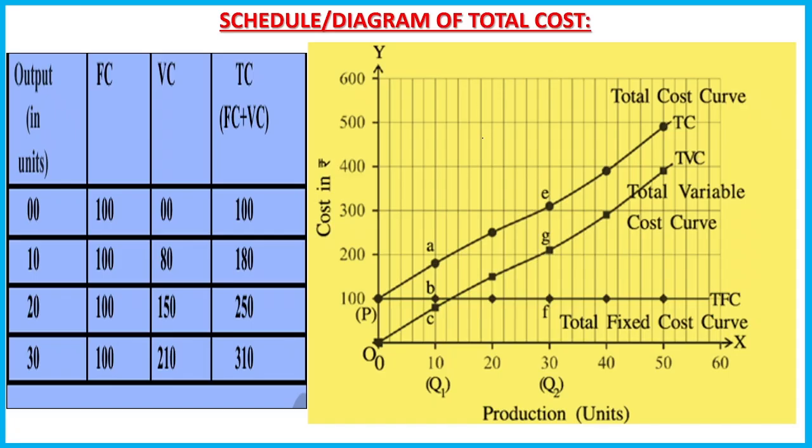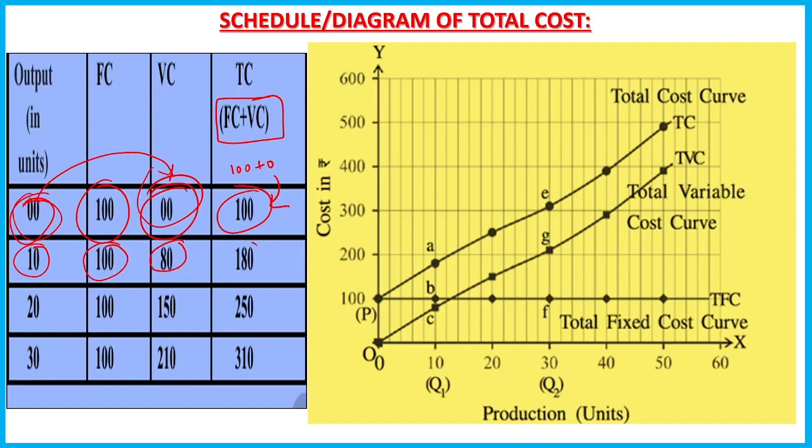Now, schedule of total cost. It comprises, you can see over here, fixed cost and variable cost. For example, when output production is zero, fixed cost is 100 as we have seen earlier. Variable cost will be zero because it has a direct relationship: zero production, zero variable cost. So total cost will be fixed cost plus variable cost, 100 plus zero, you get 100. When you are producing 10 pens, fixed cost is 100, variable cost you have incurred is 80, then total cost is 180. This 180 is 100 plus 80 rupees.